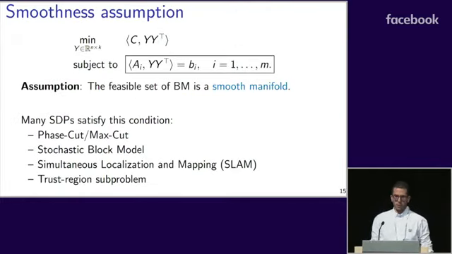And the assumption that we make is called the smoothness assumption. So if you look at the Burer-Monteiro problem and you look at the feasible set, what we assume is that this feasible set is going to define a smooth manifold. So a smooth manifold is intuitively a space that looks like a Euclidean space locally. And actually, this assumption is not too crazy because many of the semi-definite programs that I mentioned in the introduction satisfy this condition.